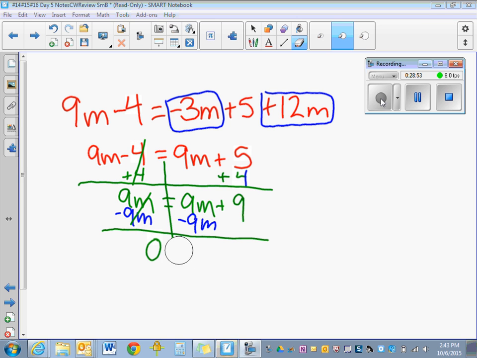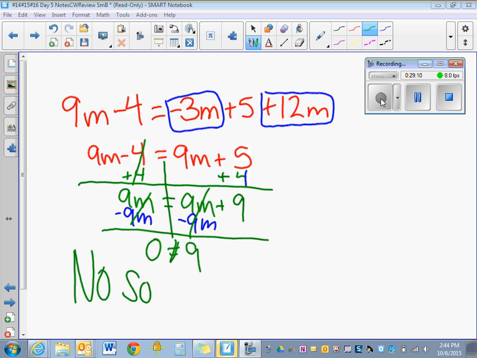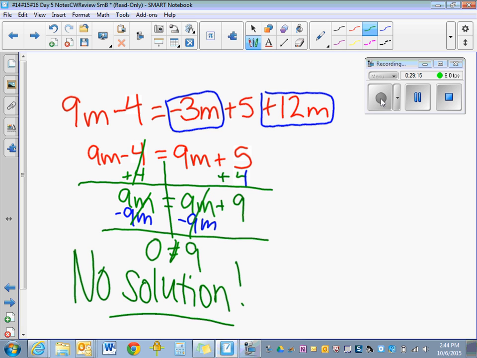And what's 9 minus 9? 0, right? That cancels out. Does 0 equal 9? No, this is a false statement. When we have a false statement, what do we say? No solution. Make sure you state which one it is, because some people get them flip-flopped.